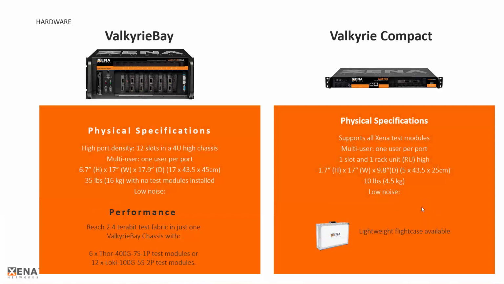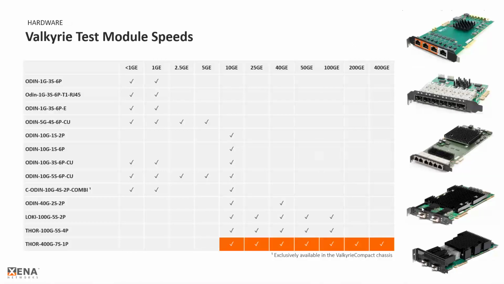Valkyrie offers a choice of two chassis, the Valkyrie Bay and the Valkyrie Compact. Each can be equipped with an extensive range of copper and optical gigabit Ethernet test modules supporting speeds up to 400 gig, including 2.5, 5, 25, 50 gig, and more. And we have 800 gig modules scheduled for the second half of 2021.